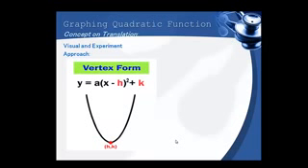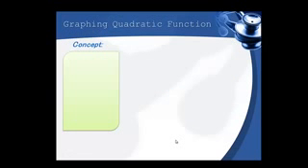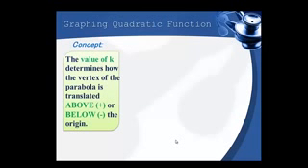How about if we're considering the value of k? What if k is greater than 0 or positive? What happens to the graph? And what if k is less than 0 or negative? Okay, this is the concept. The value of k determines how the vertex of the parabola is translated above if it is positive, or below if it is negative. That is again, the point of reference is the point of origin.